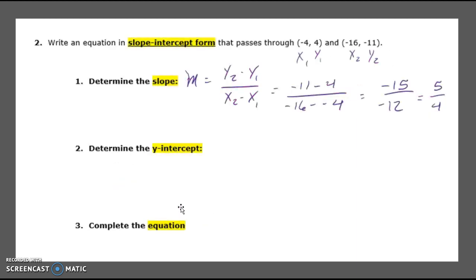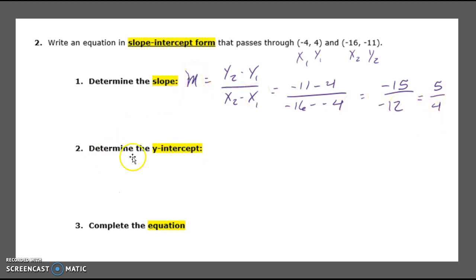Okay, moving on to number 2. We're going to write an equation in slope-intercept form that passes through 2 points. So once again, the first thing we do when we're given 2 points is we find the slope. You can do it by hand like I did, or it's always fair game to use your stat function. Remember, if you use stat, it can give you a decimal that we have a hard time putting back into a fraction, but it's up to you. So I went ahead and I determined the slope and I got 5/4. So now I have the m part of my equation.